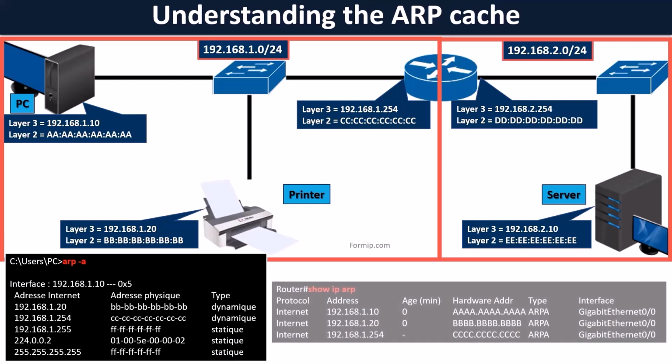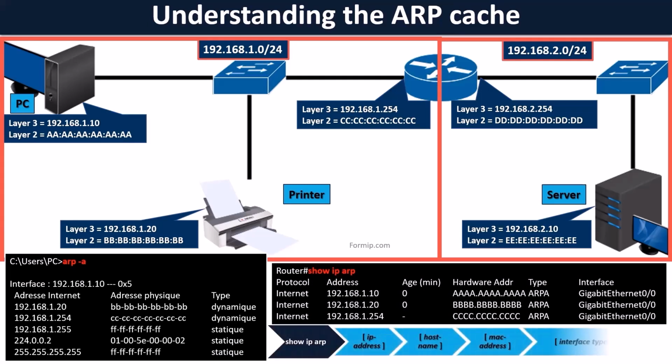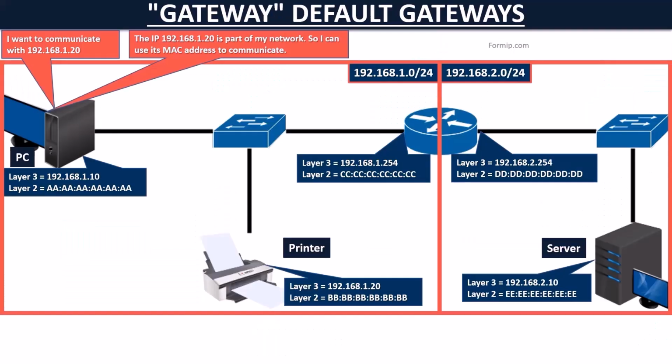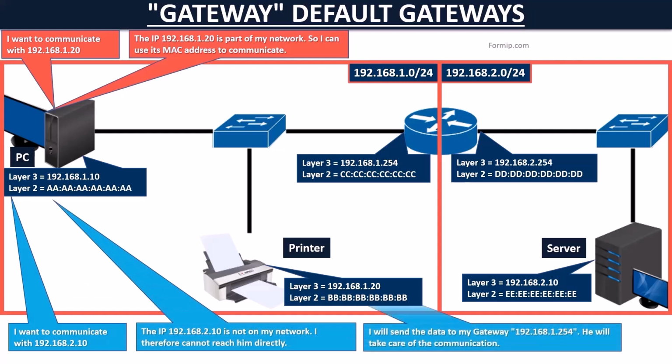And to display the ARP table on a router, you have to use the show ip arp command. It is even possible to limit the output with options like IP address, host name, MAC address, or interface type. The PC is able to communicate directly with the printer because they are on the same network. On the other hand, if the PC wants to communicate with the server, which is not part of the same network, then it will have to send the data to its default gateway, and the gateway will be responsible for transferring the data to the server.